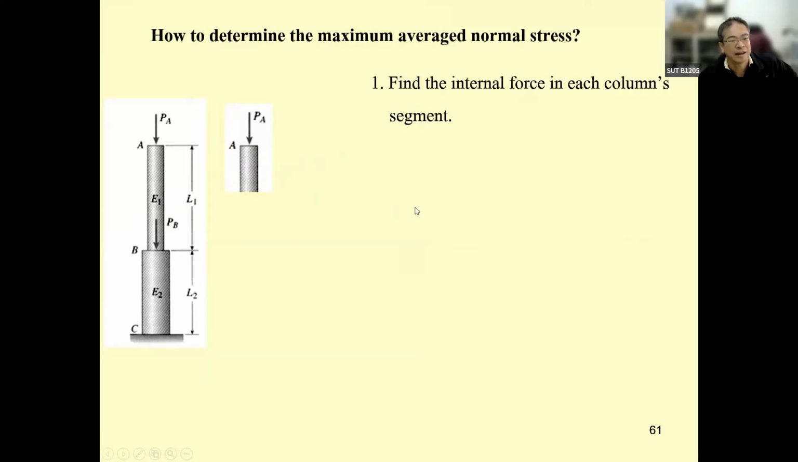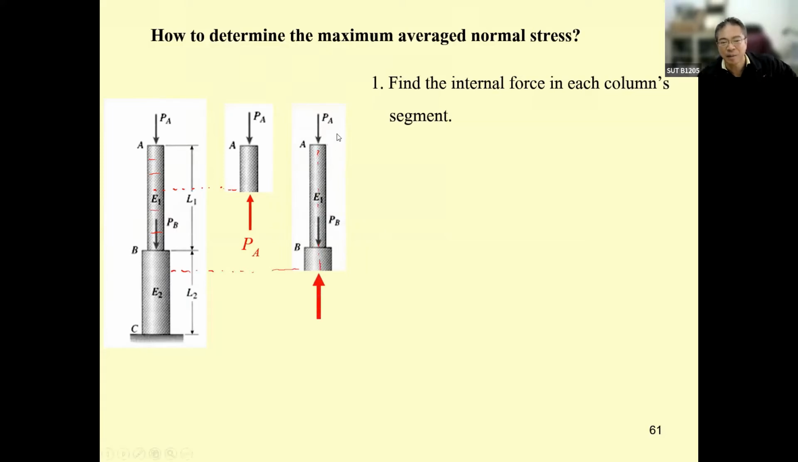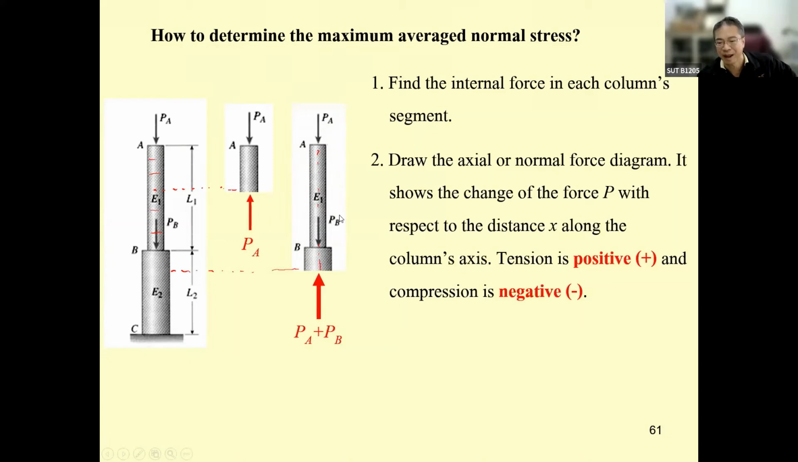We cut this column here. Since the force is axially loaded, the force is equal no matter where you cut it. It is constant, and this is going to be P sub A. You use the equation of equilibrium to determine it. And then you cut another one over here. Now you can determine the internal axial force in this portion to be P sub A plus P sub B.